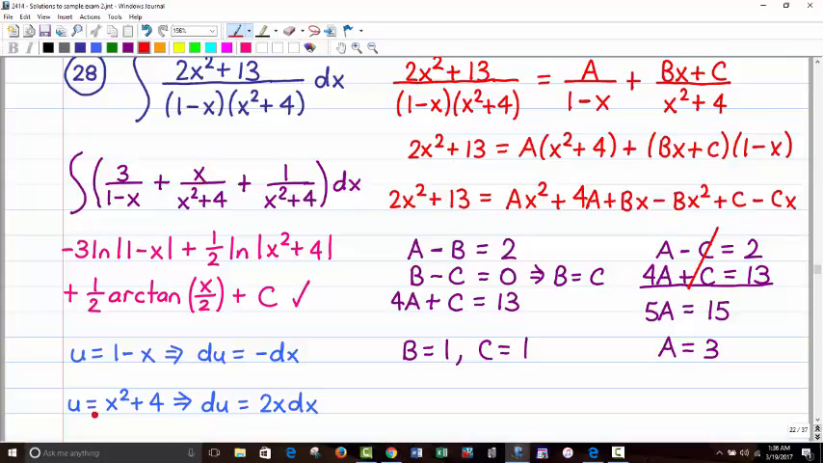Now the middle one's u substitution. So if u equals x squared plus 4, du is 2x dx, so I have to adjust for 1/2. So the integral ends up being just du over u, and that is natural log.